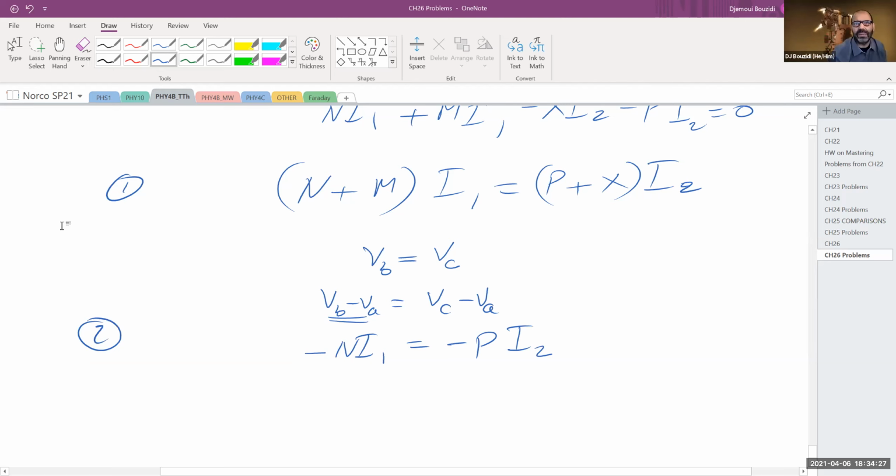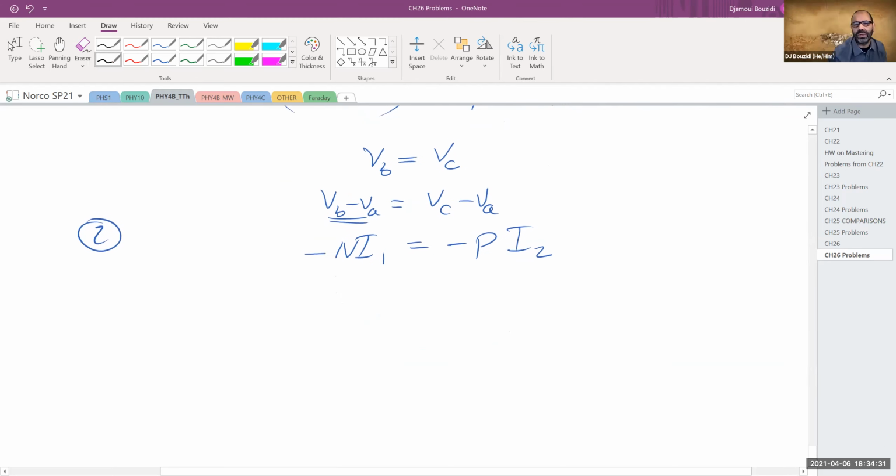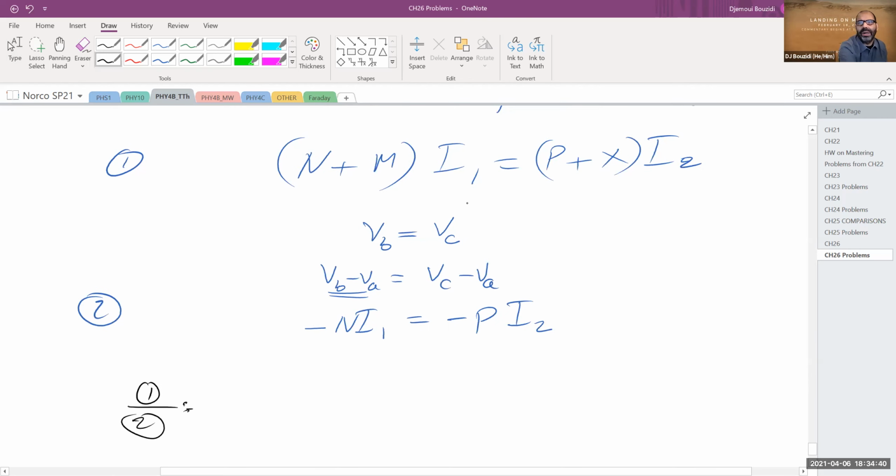What I'm going to do is take equation number 1 and divide it by equation number 2. Obviously, the negative sign will cancel because it's on both sides of equation 2. So 1 divided by equation 2. Okay, this is the cancellation. I1 and I1 cancel, and I2 and I2 cancel. This negative and this negative will cancel because they are on the same side of the equation.